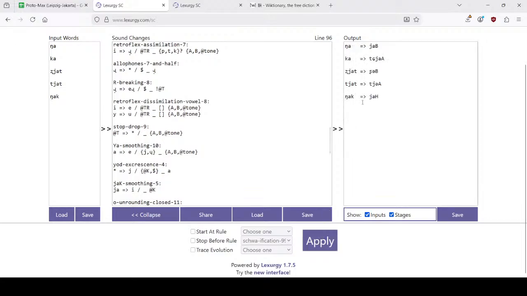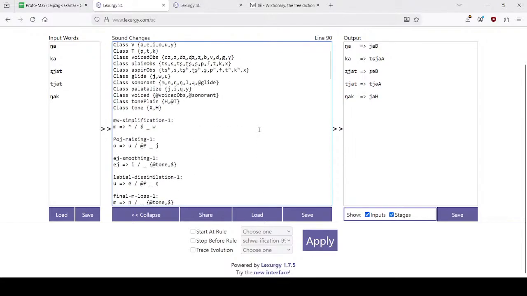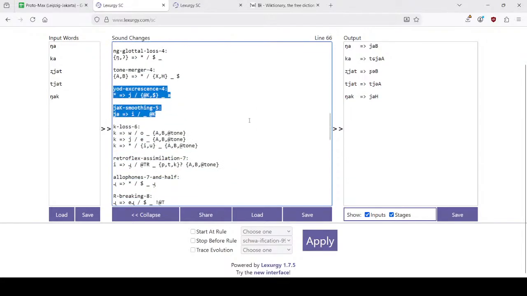Shit. So no, that's not okay. Okay, let's see what went wrong. Okay, yod excrescence is fine, but then you want to smooth it after stuff. I feel like this is one of those moments where I have to take some pen and paper out.